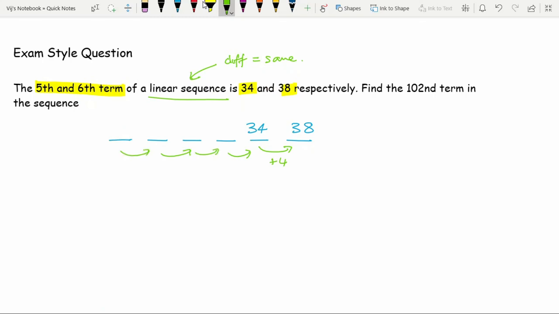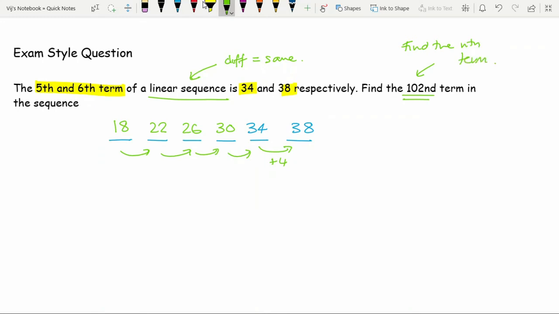So to go in the opposite direction, all I need to do is take away 4. So 34 take away 4 is 30. That take away 4 is 26. That take away 4 is 22. And that take away 4 is 18. Now in order to find the 102nd term, what we need to do is find the nth term.